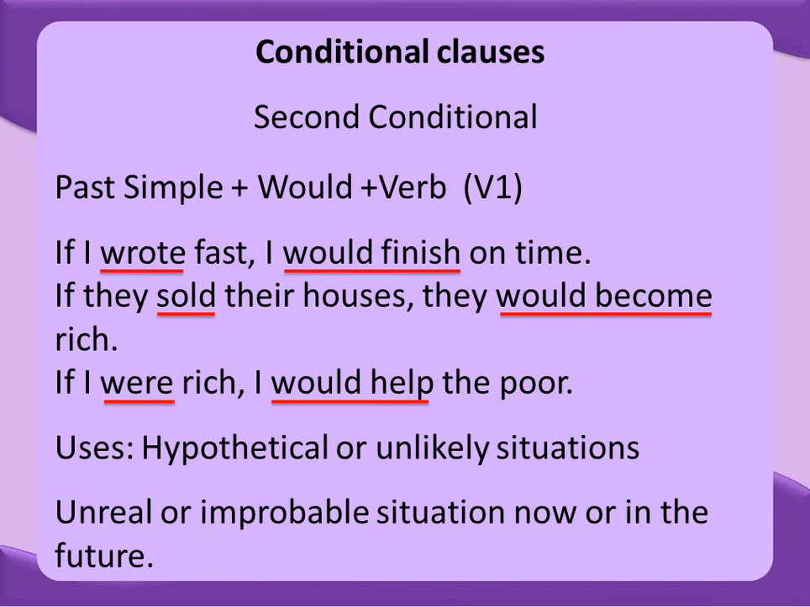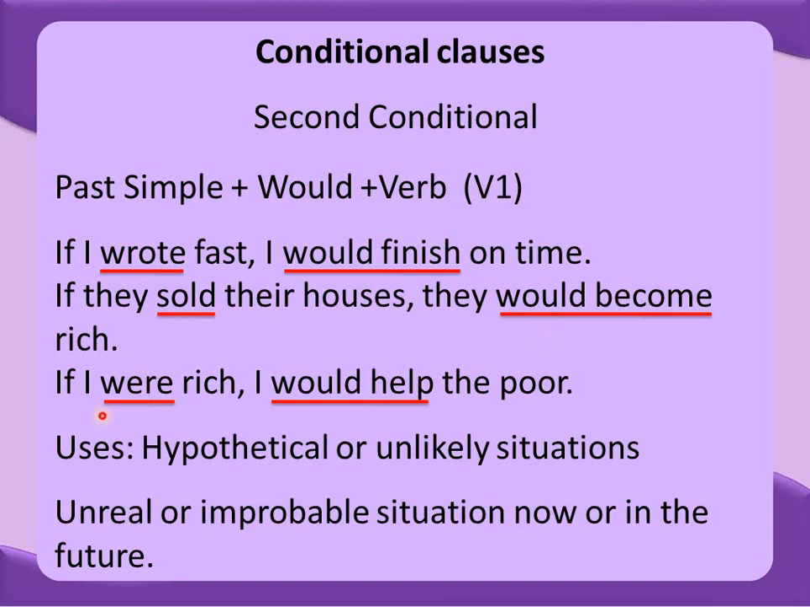Generally, we cannot have a condition in the past, but these are unlikely situations, so we write in the second conditional clause. If they sold their houses, they would become rich. Here you can see in the conditional clause we have used the simple past form of the verb, and in the result clause would plus become, that is V1 form of the verb. Let us see one more example.